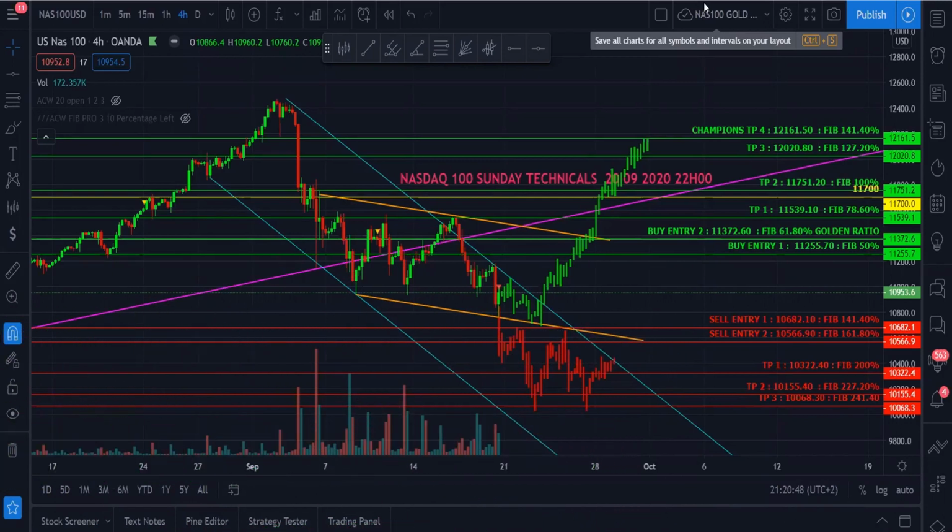We're looking at Sunday technicals, the NAS 100 update. We're looking at a 4-hour time frame. The date is the 20th of September 2020. The time is just about 2200 hours in South Africa.